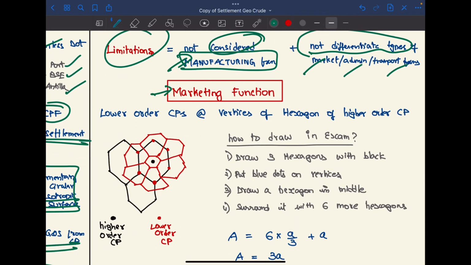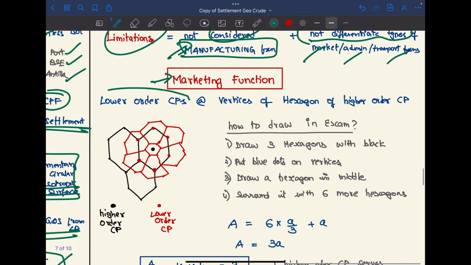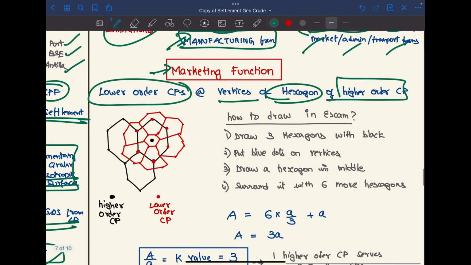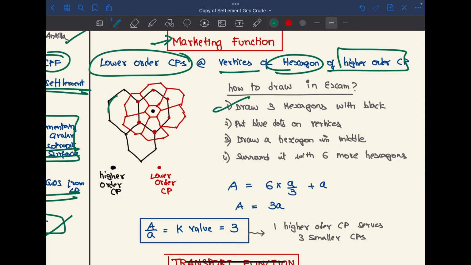First, let's see the marketing function. For this, lower order central places must be at the vertices of the hexagon of the higher order central place. So how to draw this in the exam? First, draw the three black hexagons. Second, draw the lower order CPs at the vertices. Then draw the hexagon in the middle. Then draw six hexagons sharing here.